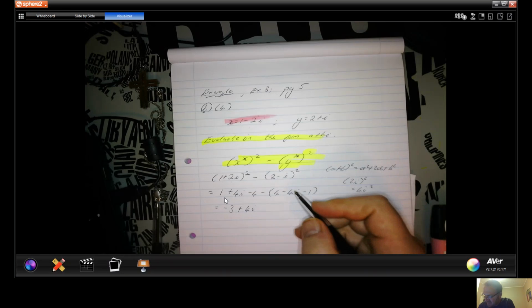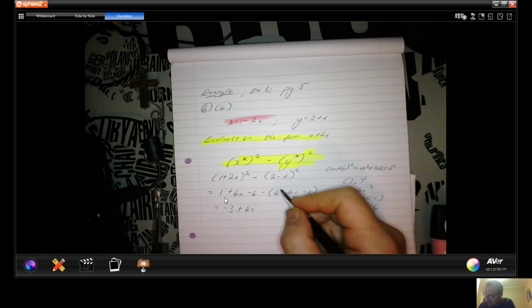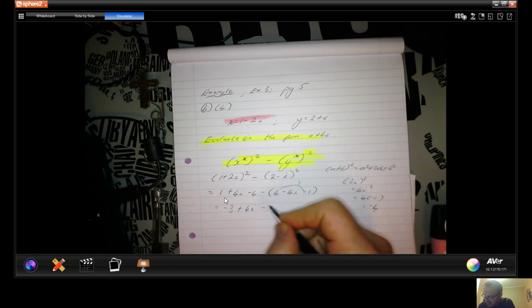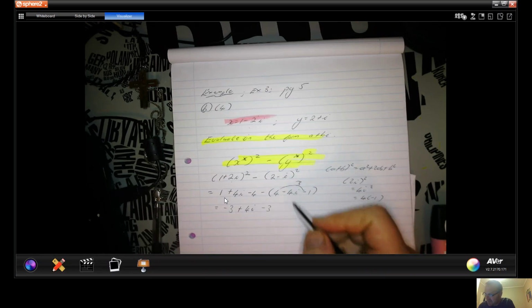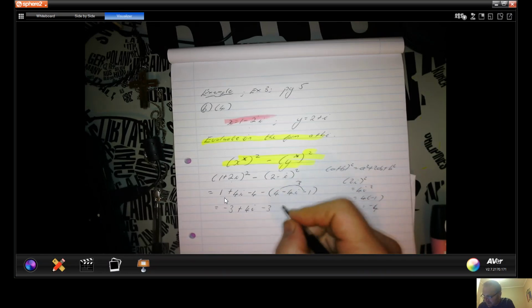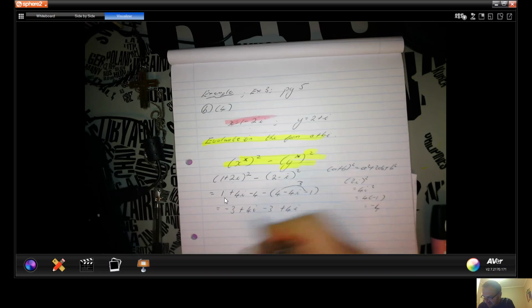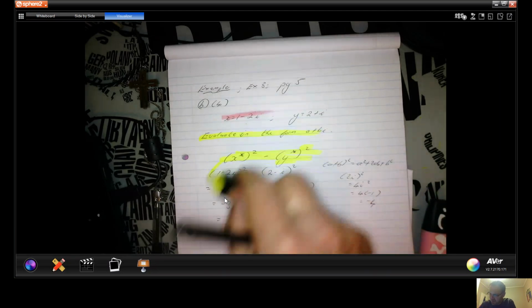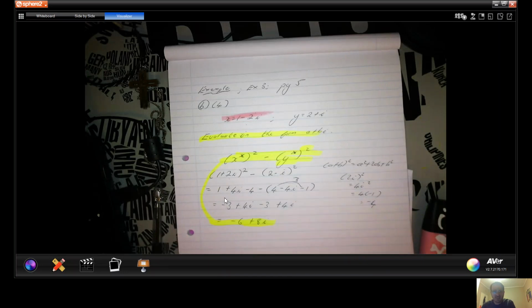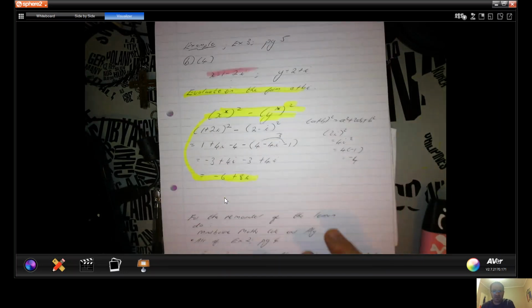And then over here, 4 minus 1 is 3. So I get negative 3. Okay, 4 minus 1 is 3, times by negative is negative 3. Negative times negative 4i is plus 4i. So I end up with negative 6 plus 8i. And that is your answer to this question over here. It simplifies to negative 6 plus 8i.